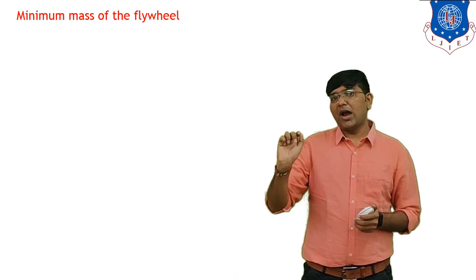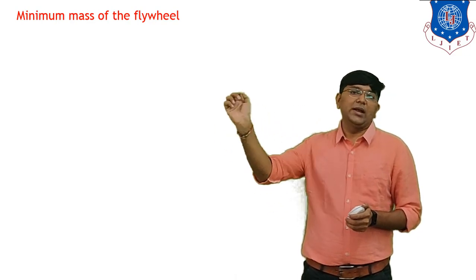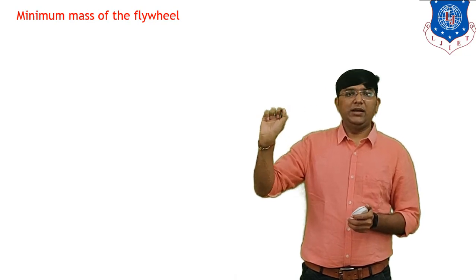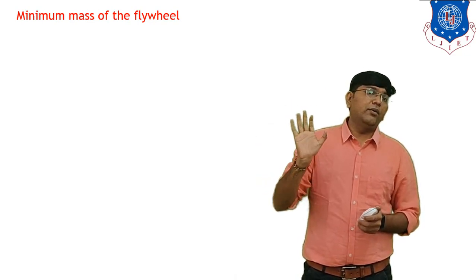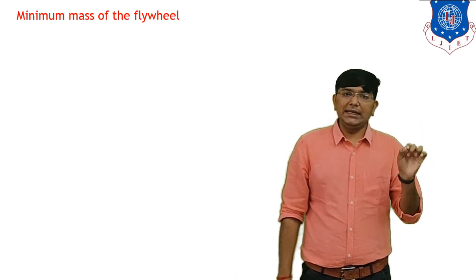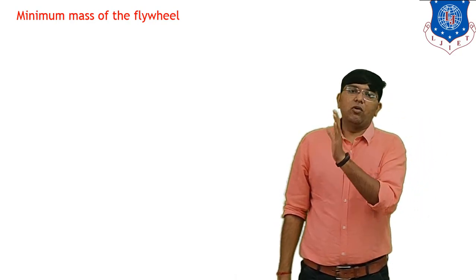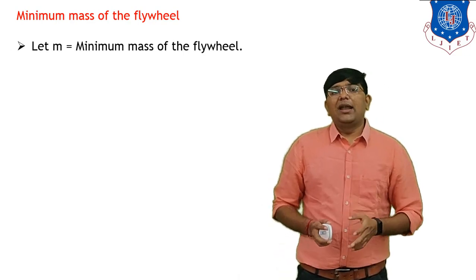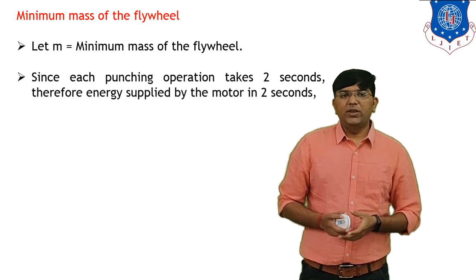Now instead of I you can put mk square. So based on this equation you can find the value of m. Clear? To find the value of m, first of all you have to calculate the value of delta E, the value of omega and the value of Cs. Clear? So let small m be the minimum mass of the flywheel.